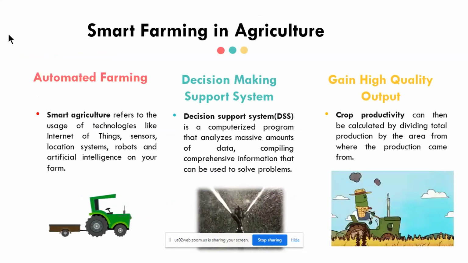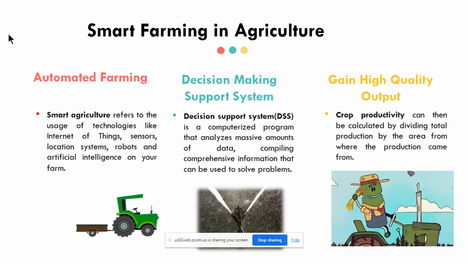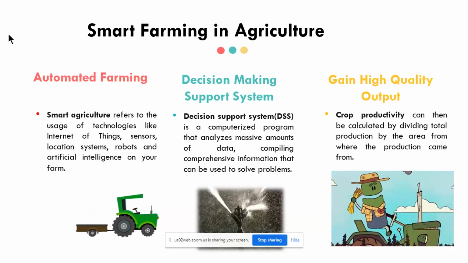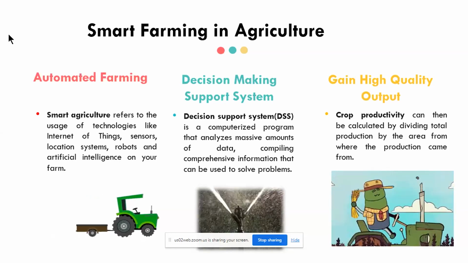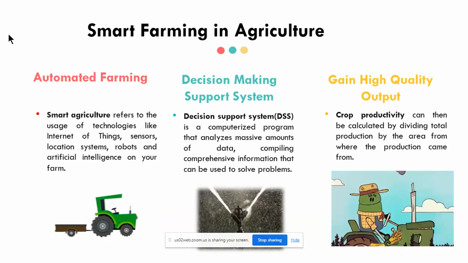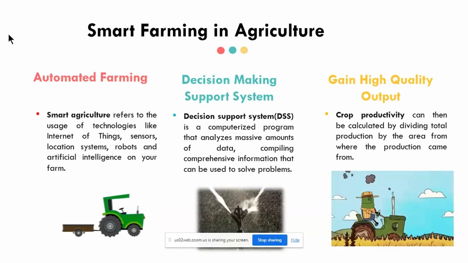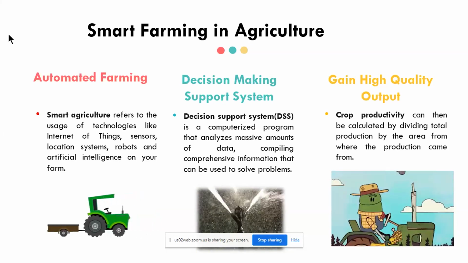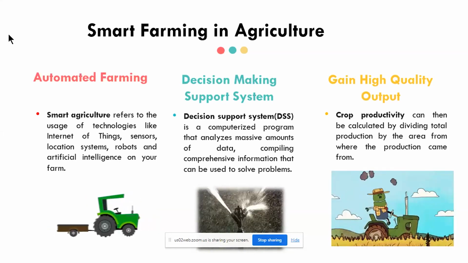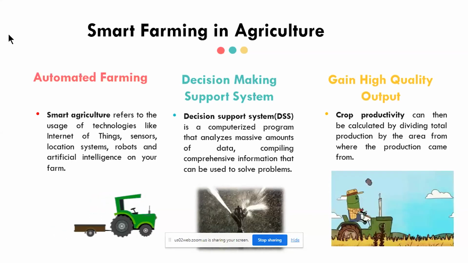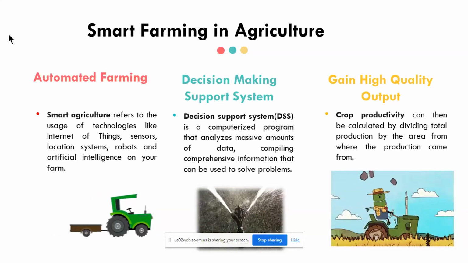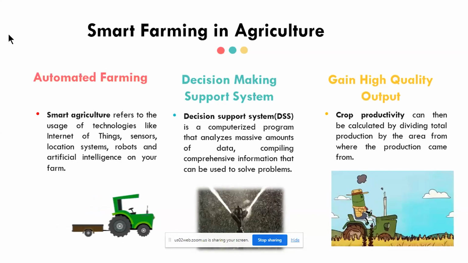How does artificial intelligence work here in this support system? And by compiling the data, AI will predict. And the third one is gaining high quality output. Here productivity is nothing but, after harvesting, we examine how much production we observed. So these 3 features may be involved in smart farming.